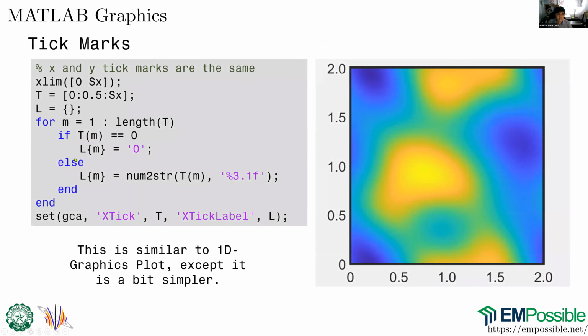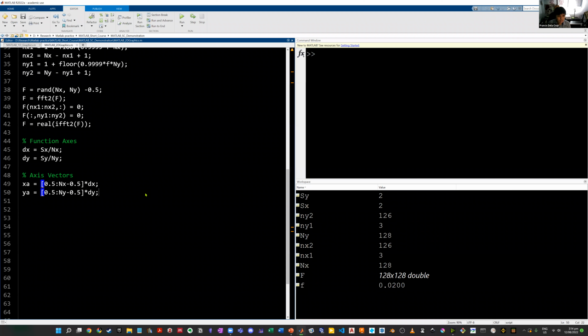Okay. So next, tick marks. Let's go back here first. First, let's draw the function now. Okay, we're really close. So imagesc can take 3 arguments now. First is the XA, next is the YA, and then of course the function F. This is your F, your already randomized function.